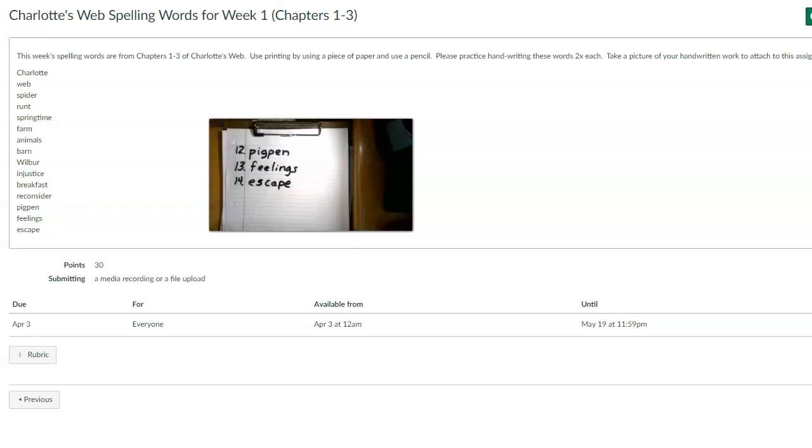Write each one of your words 2 times each. Turn them in by a file upload or a media recording, which means take a picture of your words written 2 times each. It's worth a big whopping 30 points for today. I'd love to see your handwriting.